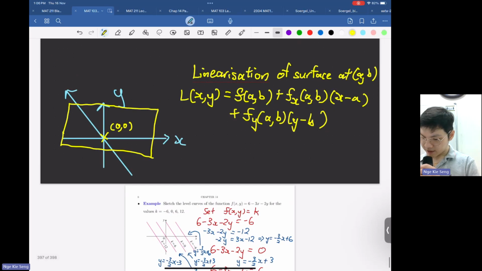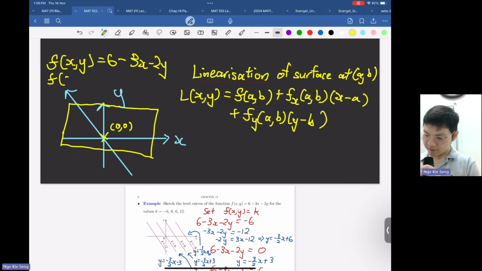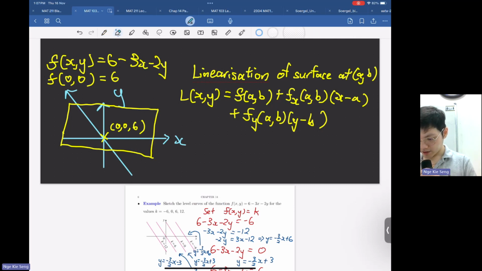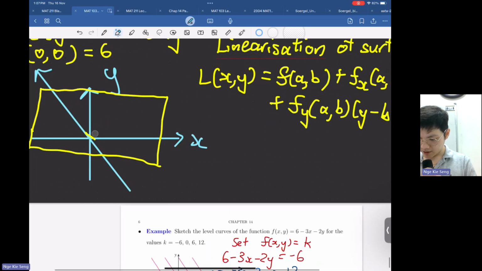So our f(x, y) equals 6 minus 3x minus 2y. And f(0, 0) equals what? It equals 6. So in 3D, this point is (0, 0, 6). So it's above here actually. Let me move out a little bit. (0, 0, 6), here, for example.